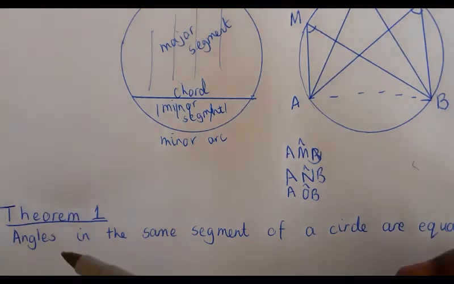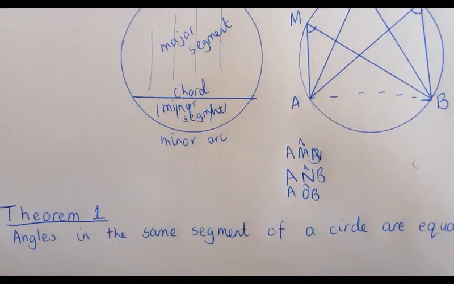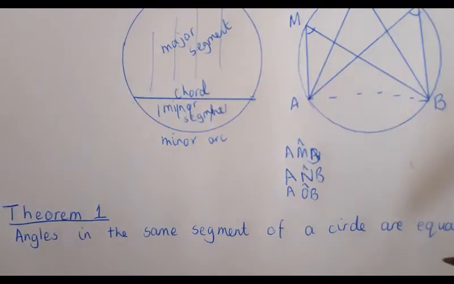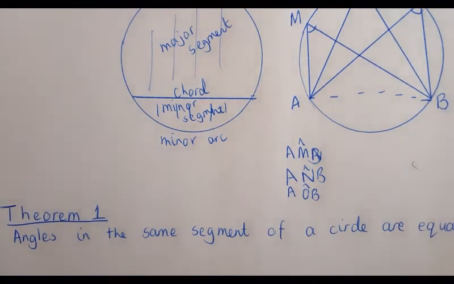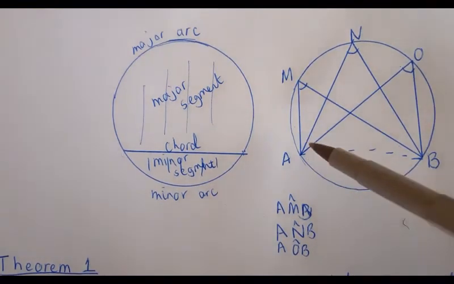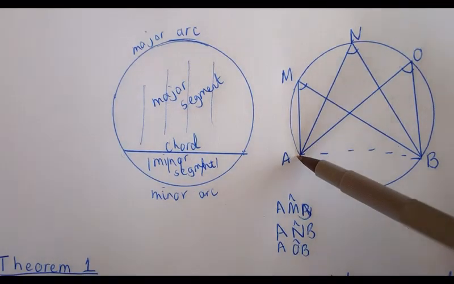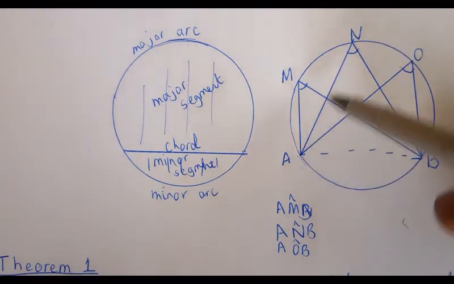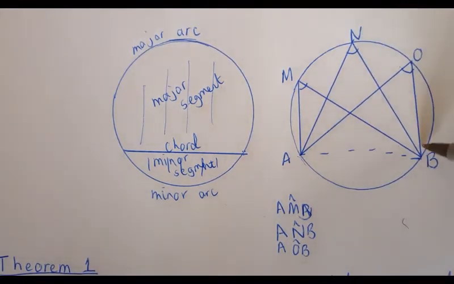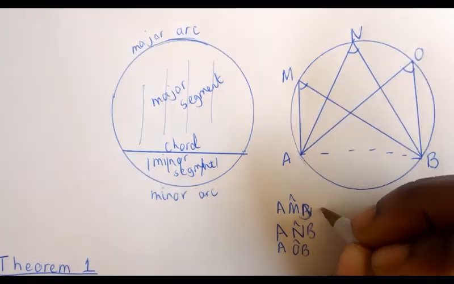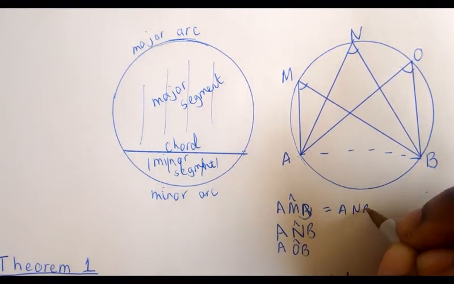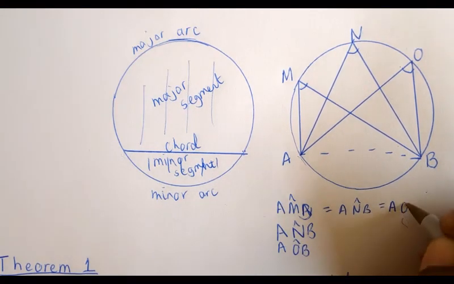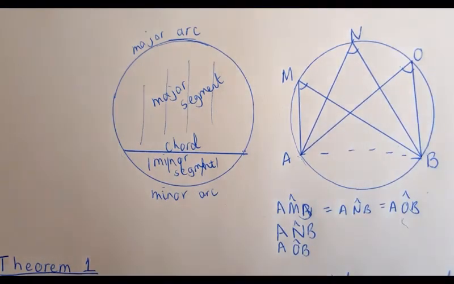Our theorem number one under circle geometry is that angles in the same segment of a circle are equal. Angles in the same segment of a circle are equal. So looking at the circle that we drew here, it means that angle AMB is equal to angle ANB and angle AOB. That is, this is equal to ANB, which is equal to angle AOB.